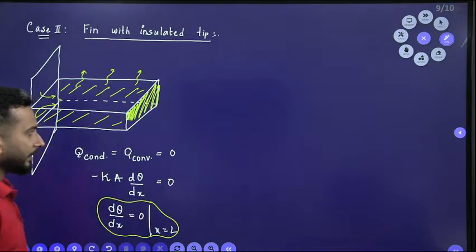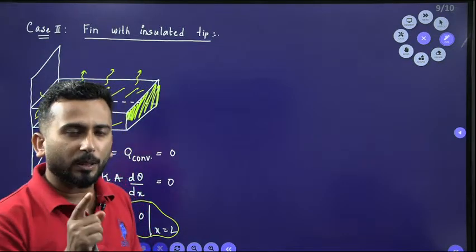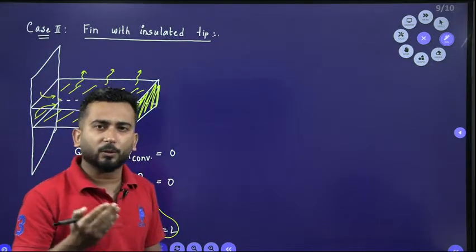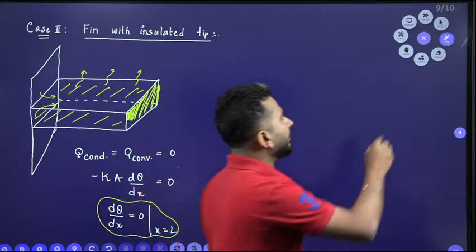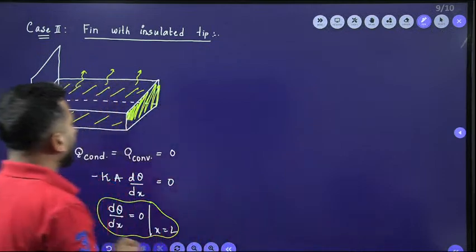So this itself gives me one boundary condition. Then you will ask, sir, where is the first boundary condition? I have already told that one common boundary condition is there, and that is at x equal to 0, theta equal to theta naught. So using those two boundary conditions, we will get a different temperature profile.